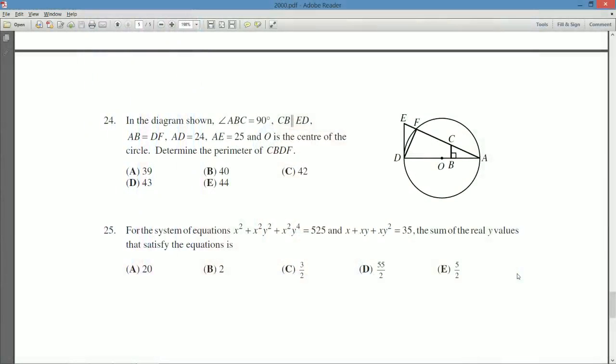All right, so 24. In the diagram shown, so this circle with a bunch of triangles, angle ABC is 90 degrees. Line CB and line ED are parallel. AB is equal to DF. AD is 24, so that's guessing the diameter. AE is 25, and O is the center of the circle. Yeah, so AD is definitely the diameter. Determine the perimeter of CBDF.